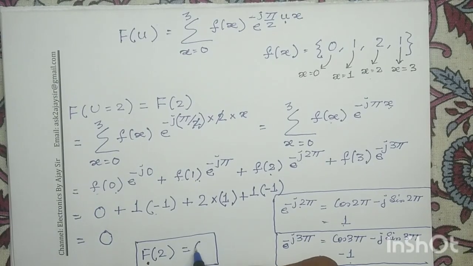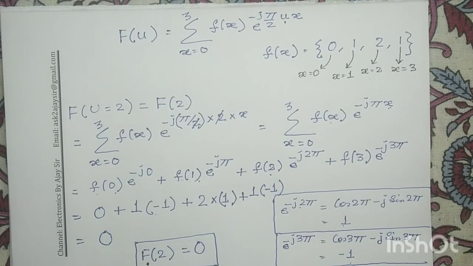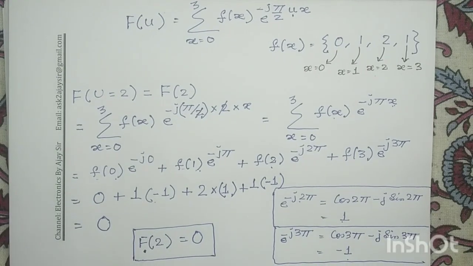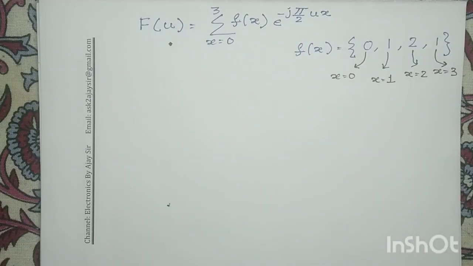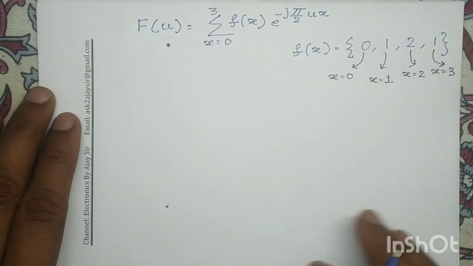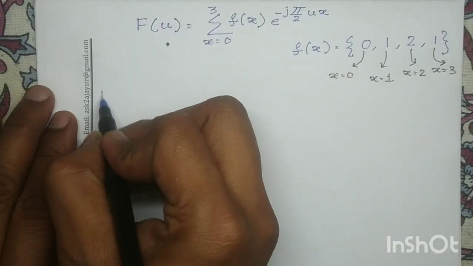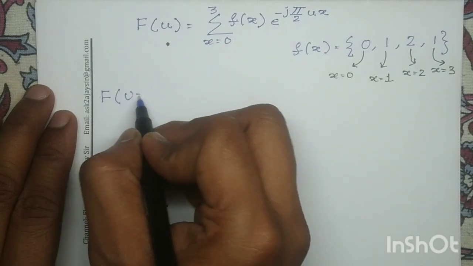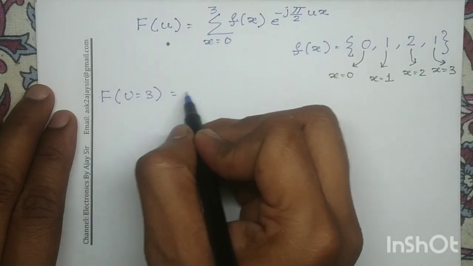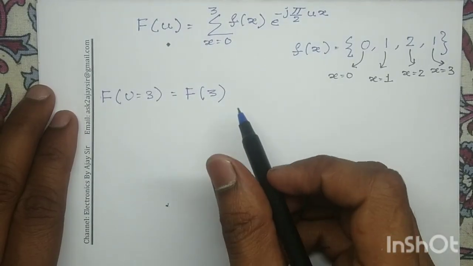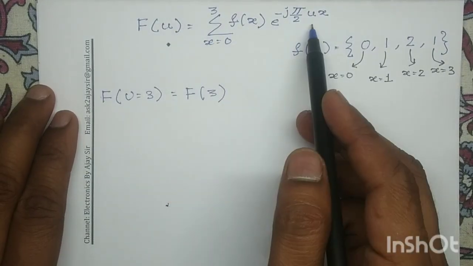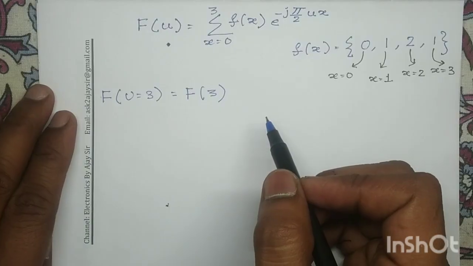It is equal to 0. Next we will compute F(u) for u equals 3, that is F of 3. So for u equals 3, in this expression, in place of u, we will substitute 3.